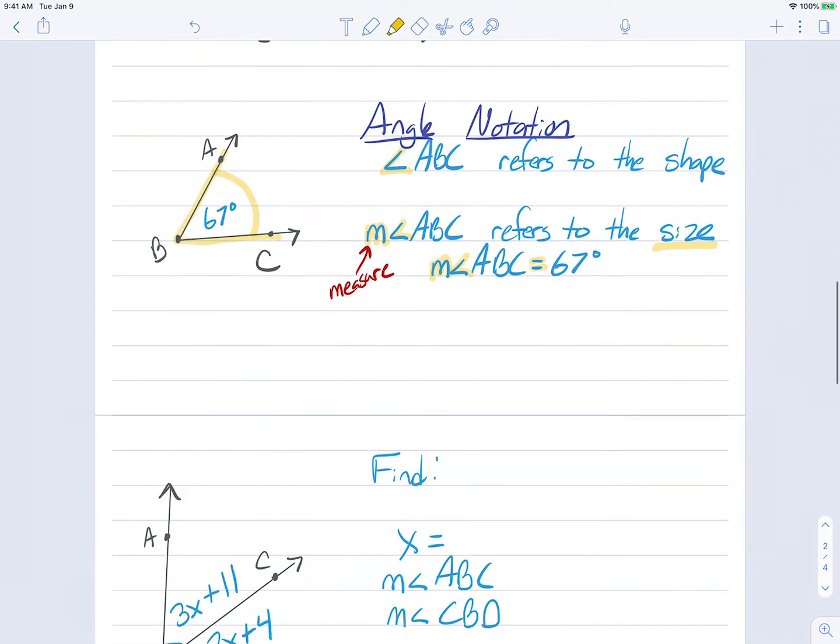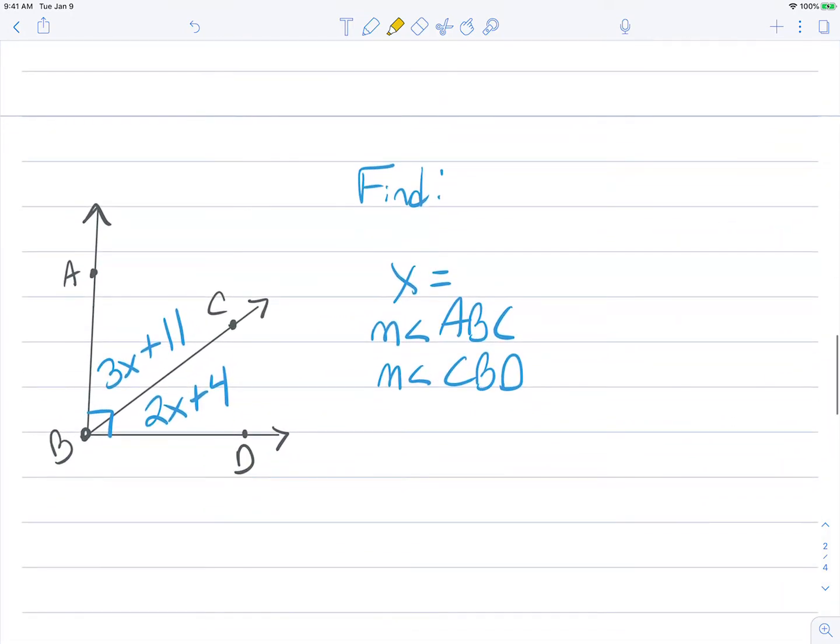So when we start solving for angle measurements, you're going to see the notation of the measure of angle. That means that the answer is some sort of a degree. So if I look at this problem, one of the things that I notice is this little box in the corner, and that tells me that the entire thing is a 90-degree angle. That's a complementary set of angles.